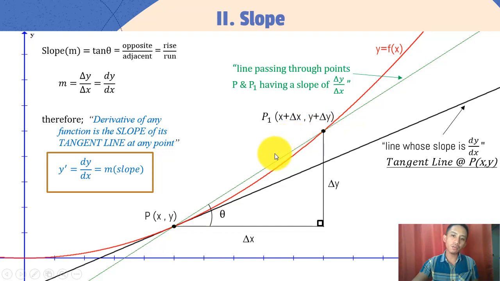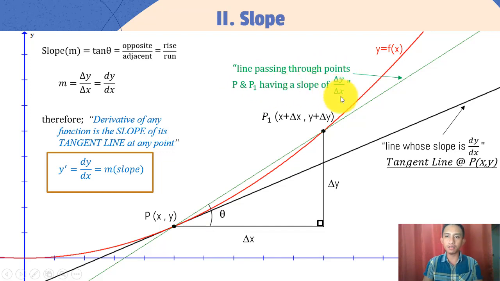Now, if I connect these 2 points, let's say P1, the coordinates of this are x plus the change in x, and y plus the change in y. Let's say that is P sub 1, to differentiate it from your P here. If I connect these 2 points, that is your green line here. That is a line passing through points P and P1, having a slope of delta y over delta x.